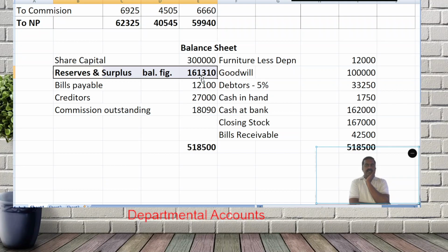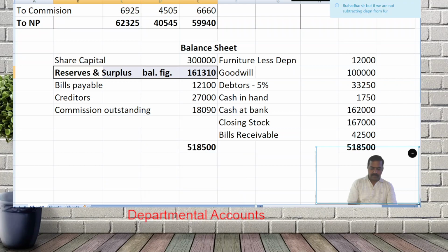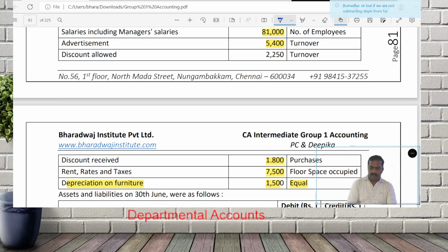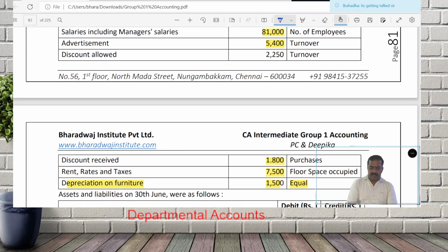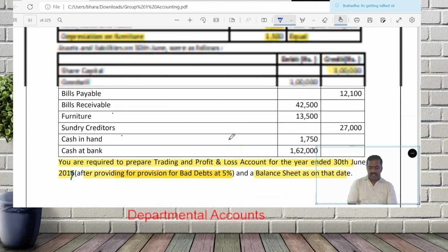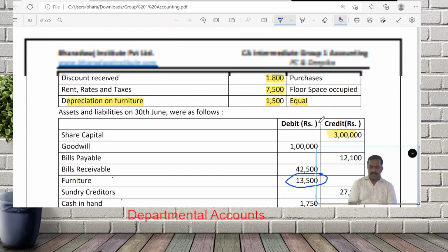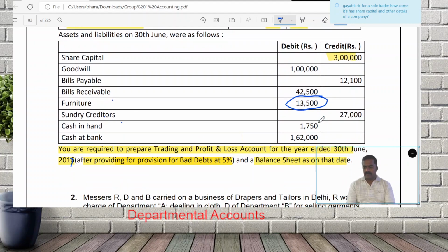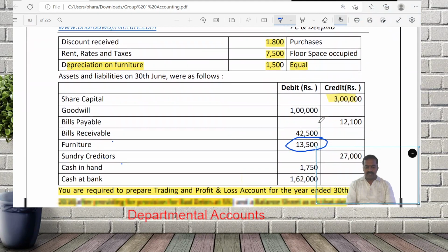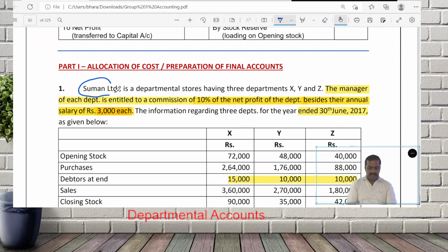Don't go to the second question, wait. Depreciation: the trial balance values are given and are subject to depreciation. This 13,500 is a trial balance item. Depreciation is an adjustment, so 13,500 minus 500. It is not a sole trader one. It is for a company they have given. Actually, it's a company's balance sheet.